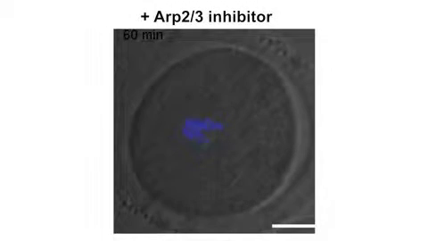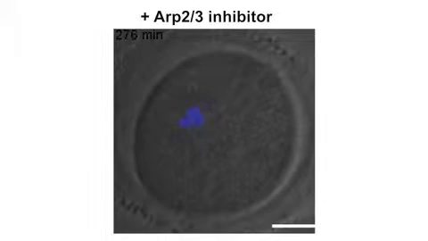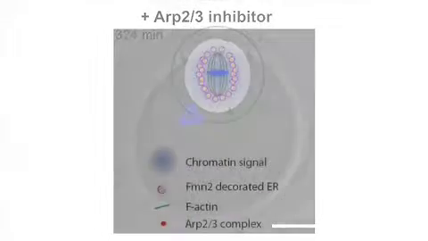And so we inhibit the ARP2/3 complex using this small molecule inhibitor and found that now the spindle or chromosomes cannot undergo this second phase of very directed motion to the cortex.